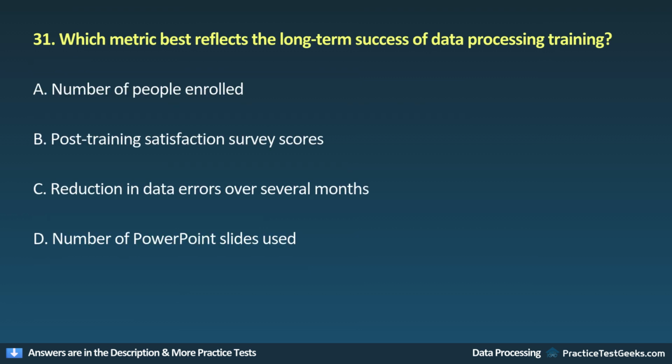31. Which metric best reflects the long-term success of data processing training? A. Number of people enrolled. B. Post-training satisfaction survey scores. C. Reduction in data errors over several months. D. Number of PowerPoint slides used.